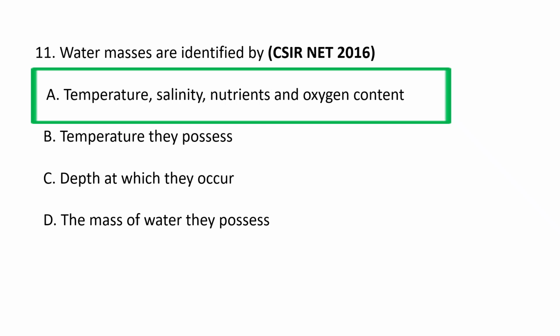Water masses are identified and classified primarily by the temperature and salinity. These are also known as thermohaline properties and further characterized by oxygen and nutrient concentrations.